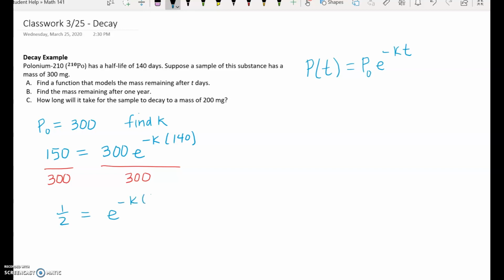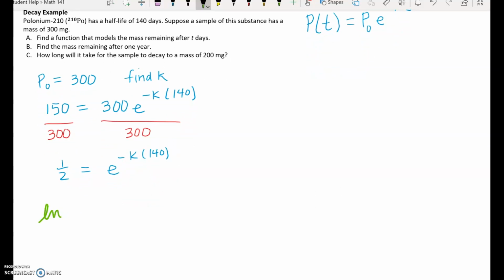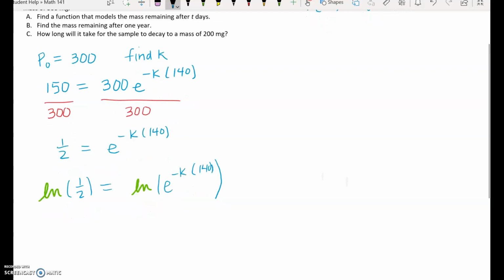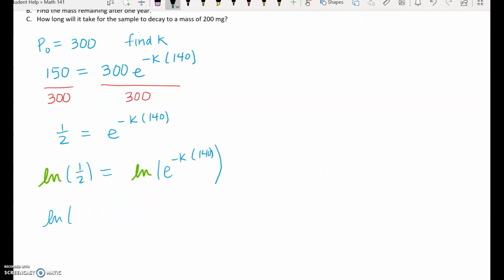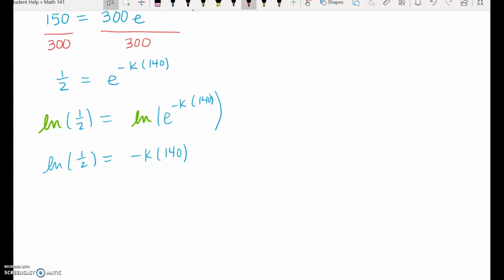So that I can take the natural log of both sides. So natural log of 1/2 and e to the negative k times 140. All right. So I have natural log of 1/2 equals negative k times 140, and then dividing both sides by 140. Actually, I'm going to divide both sides by negative 140 because I want to just figure out what k is.